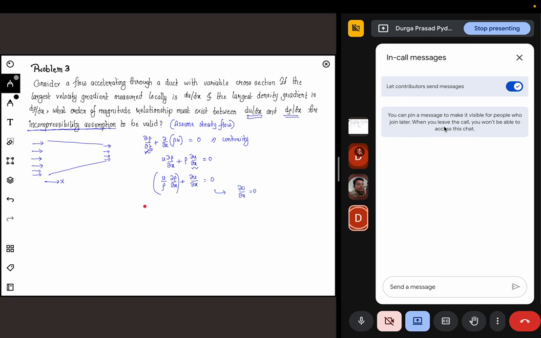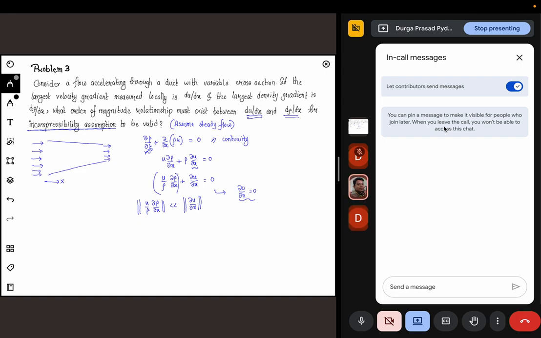So the order of this term, which is u by rho times del rho del x, should be very much less than the order of del u del x. Magnitude wise, if I calculate the magnitudes, the magnitude of this particular quantity should be very much less than the magnitude of this. Only then I can neglect this term, making it close to 0, which means del u del x would be equal to 0. And this is our incompressibility assumption for a 1D case.